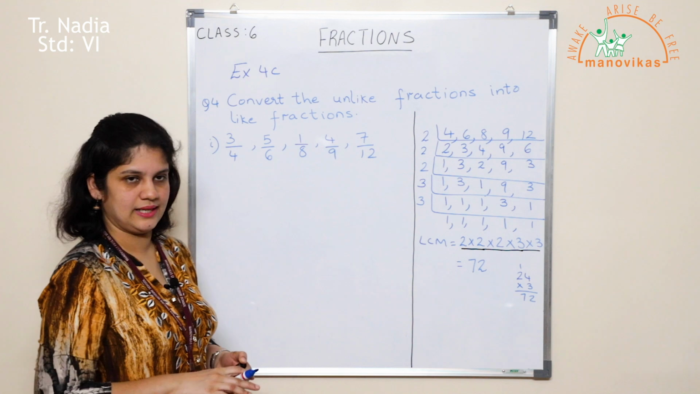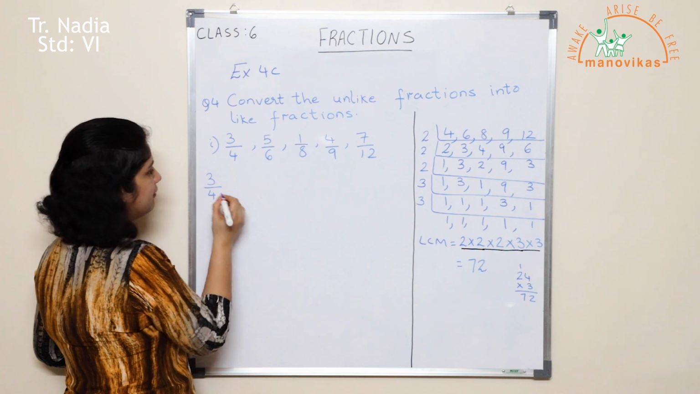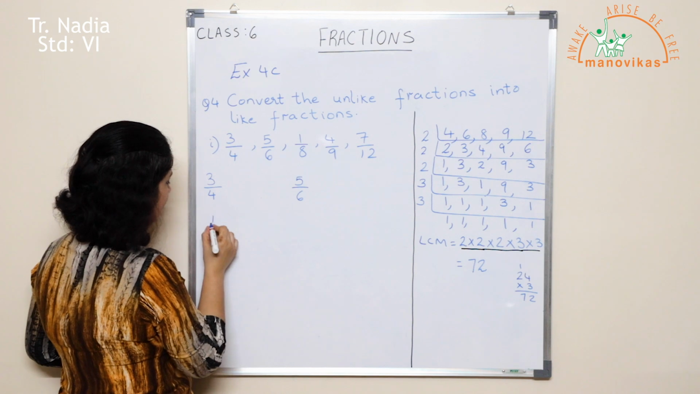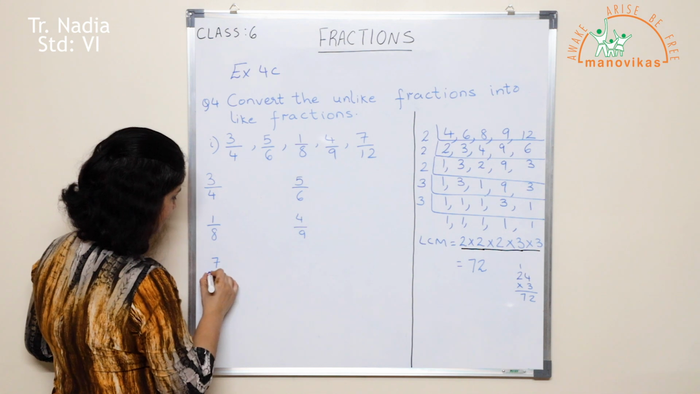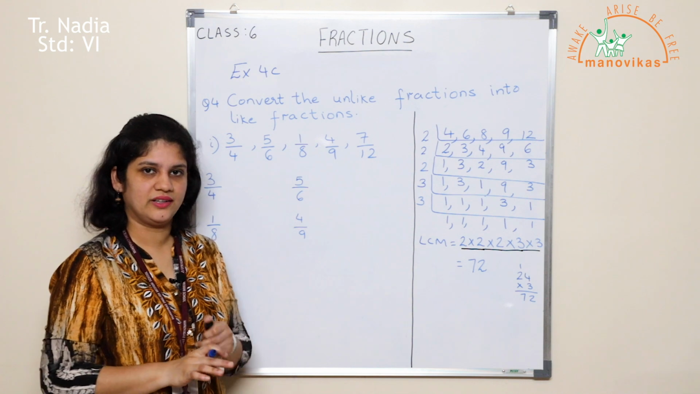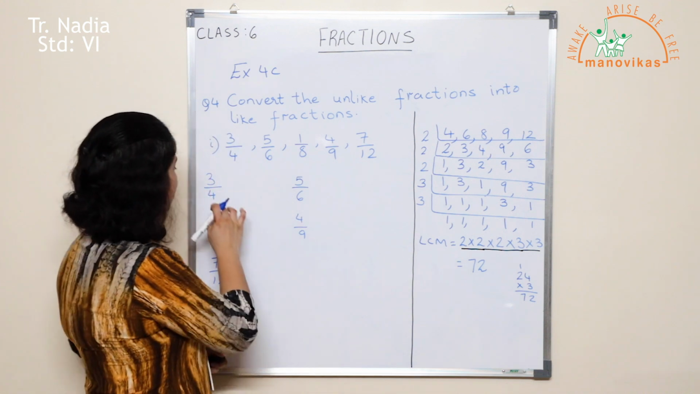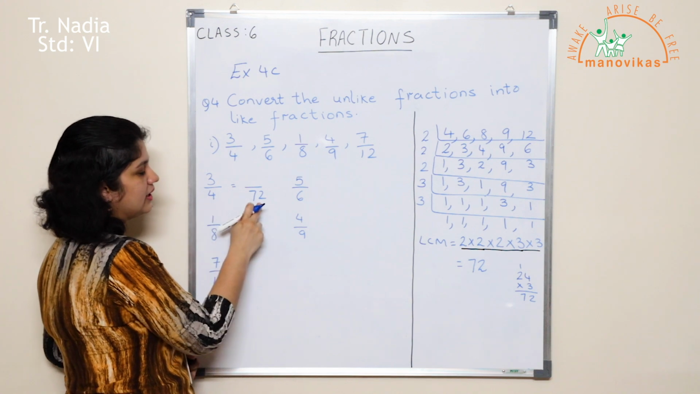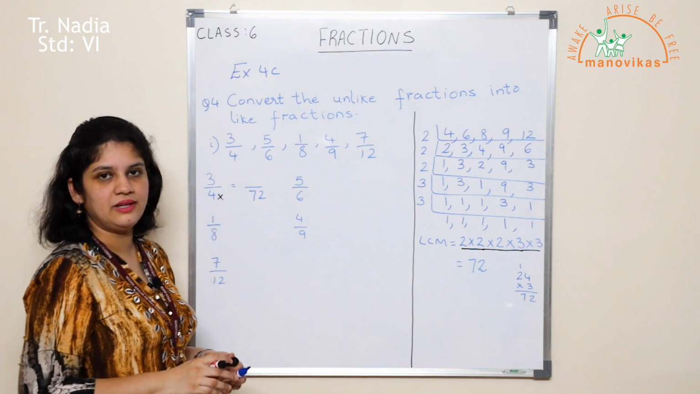Now what is my next step? My next step is to make all these fractions which are having different denominators into like fractions. For that I will write all these fractions down. Now their denominators are different. Now I will try to get a denominator which is common to all, and that common denominator will be my LCM. So 4 has to now be made into 72. This 4 has to be converted to 72.